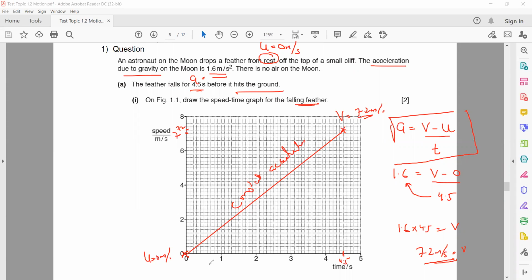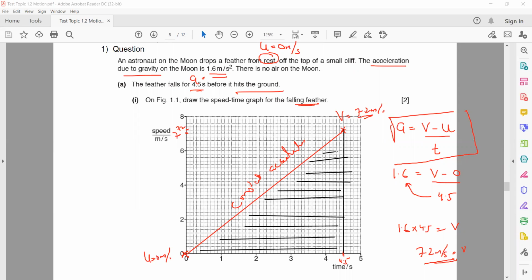The second part, we need a distance. So how can we calculate a distance? Because we already have the graph, we'll draw a vertical line on the x-axis. Now what shape is it making? It is making a triangle. Now to get the distance for a speed-time graph, whenever we want a distance, we always find the area. Area is always equal to the distance.